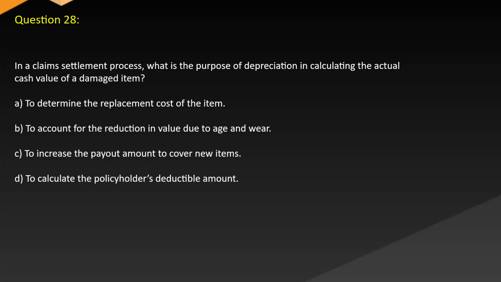Question 20. In a claims settlement process, what is the purpose of depreciation in calculating the actual cash value of a damaged item? A. To determine the replacement cost of the item. B. To account for the reduction in value due to age and wear. C. To increase the payout amount to cover new items. D. To calculate the policyholder's deductible amount.